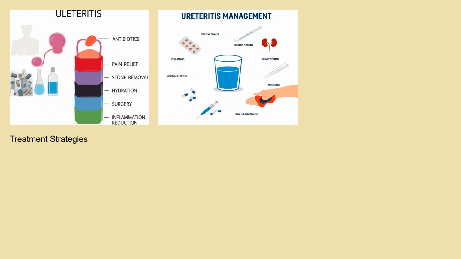The primary goal of treatment is to eliminate the underlying cause of the inflammation. In the case of bacterial infections, antibiotics are the mainstay of treatment. The specific antibiotic used will depend on the bacteria identified in the urine culture. Pain relievers can help manage discomfort. Adequate hydration is crucial to flush out bacteria and toxins from the urinary system.